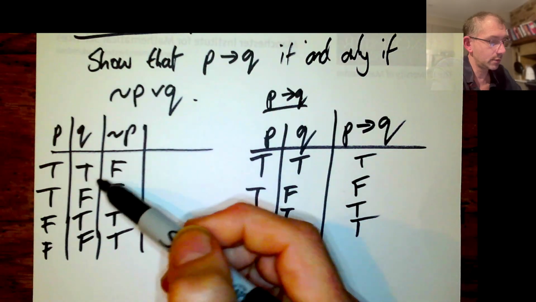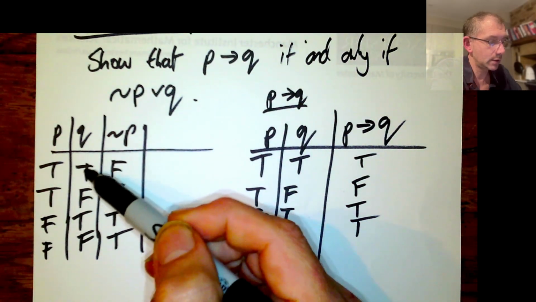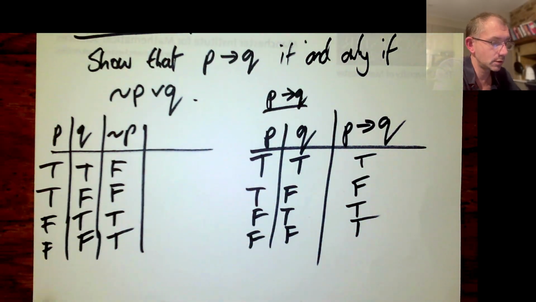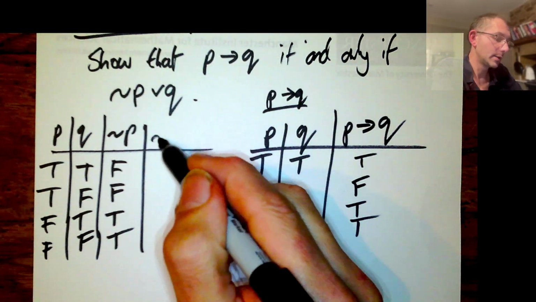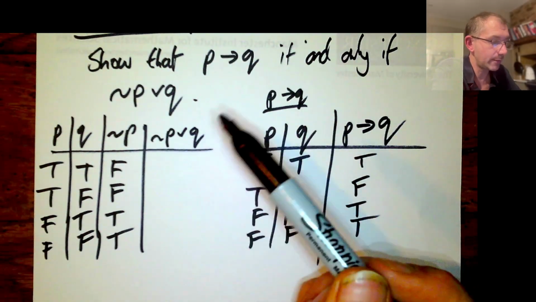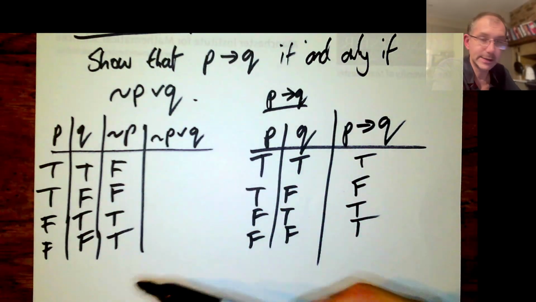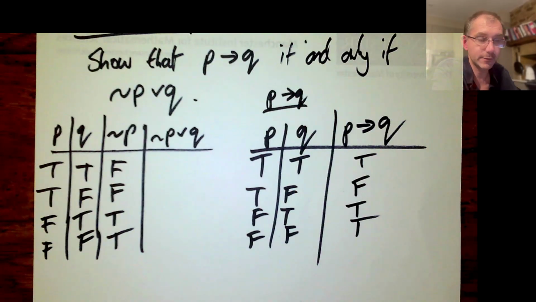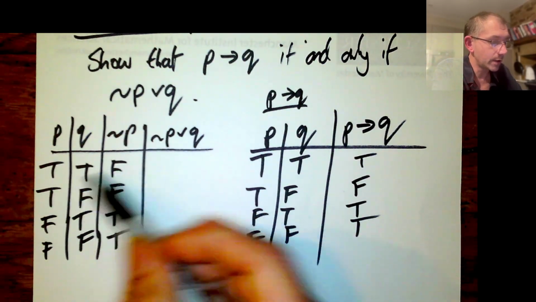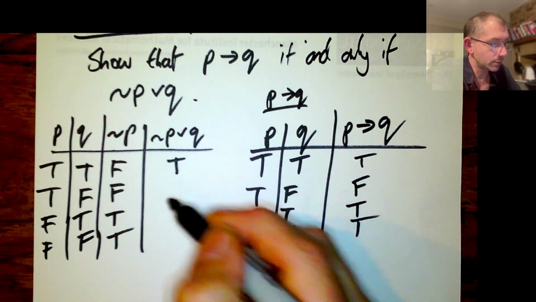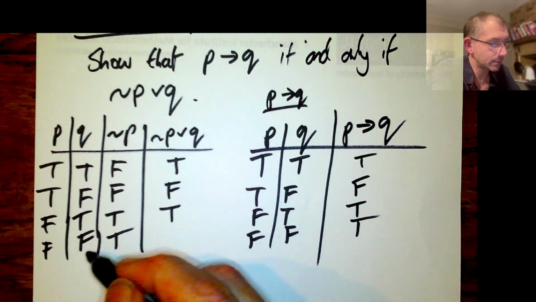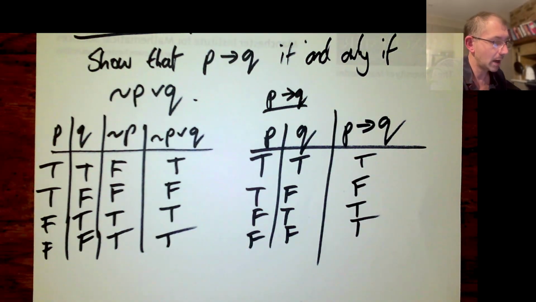And then we have to compare the truth values that we get from Q and not P. And this will be true whenever one of them at least is true. But if they're both false, then it will be false. Is one of these true? Yes. Is one of these true? No. Is one of these true? Yes. Is one of these true? Yes. Now you can compare this column with this column and you can see that they are the same, and so this is done.